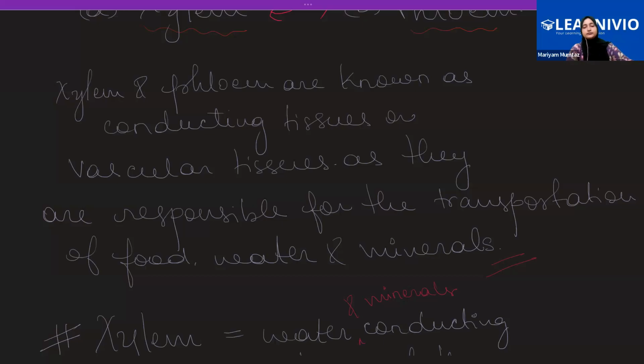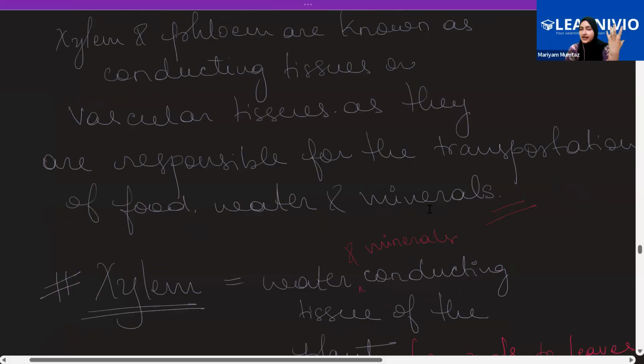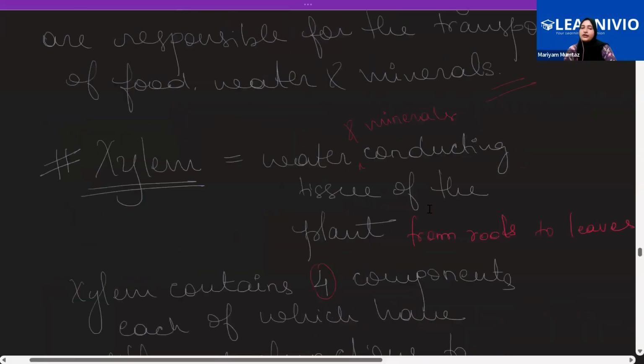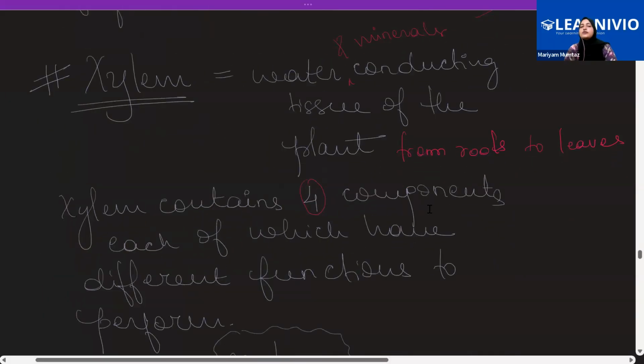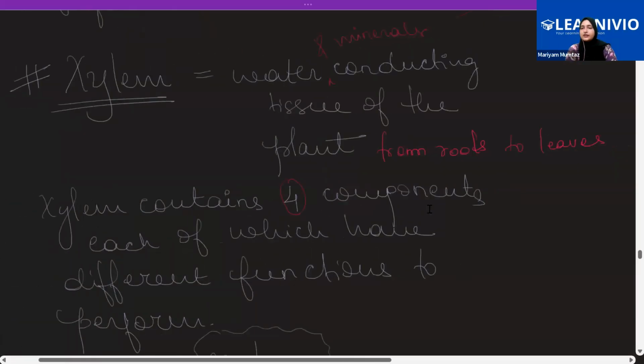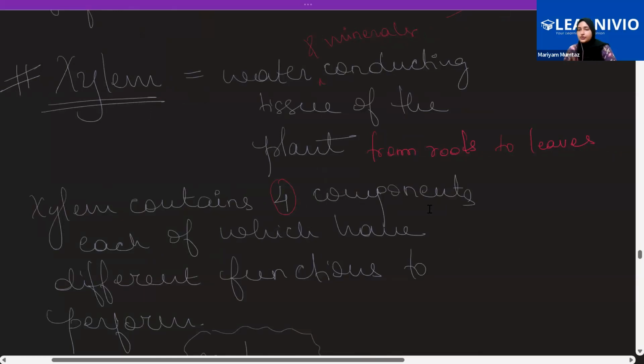All right. Moving forward. Now see, xylem and phloem, since they are complex permanent tissues, they will have specific functions, and each of their components will have a name and a function. For example, xylem. Xylem is that tissue of the plant that is responsible for the conduction of water and minerals. From where? From the roots to the different parts of the plant, isn't it?